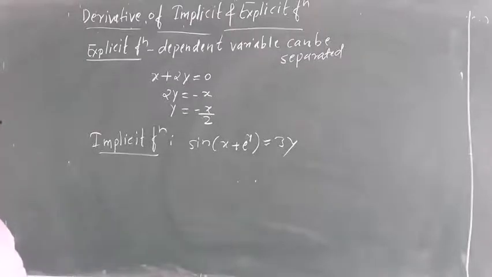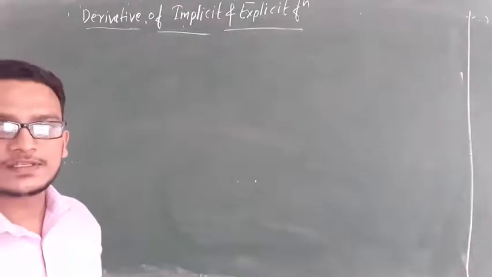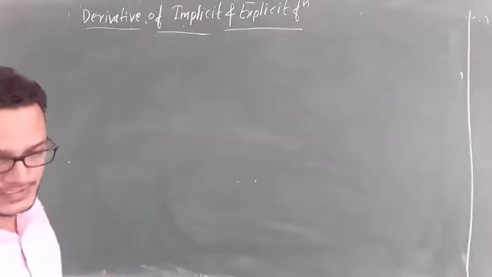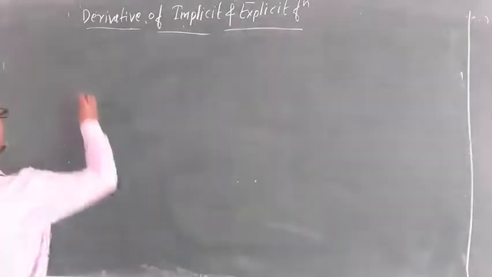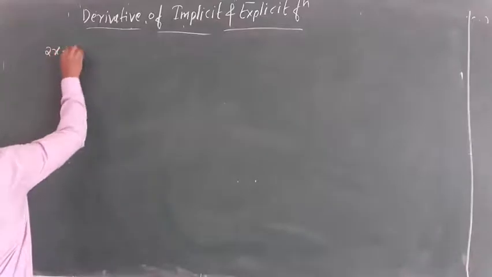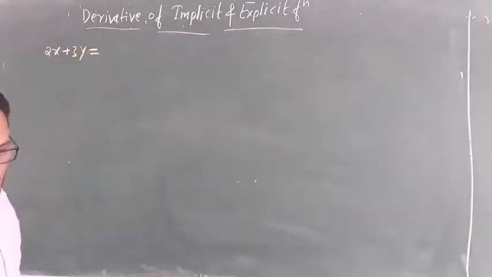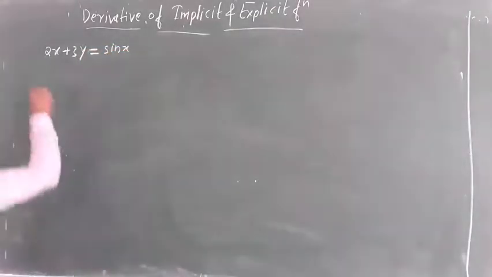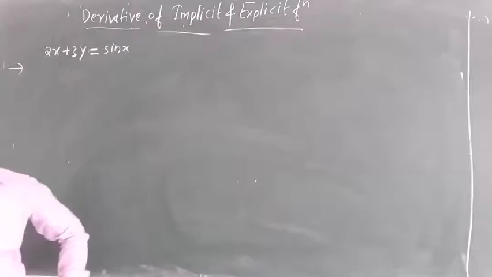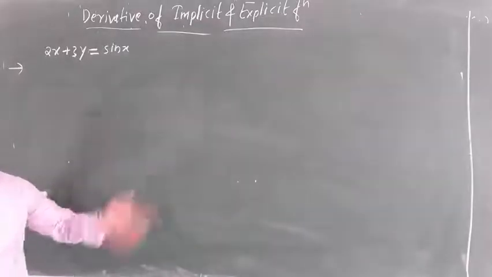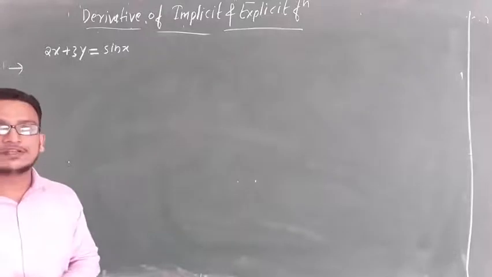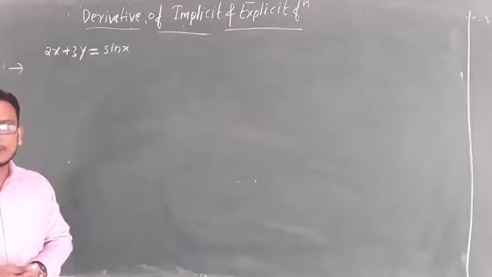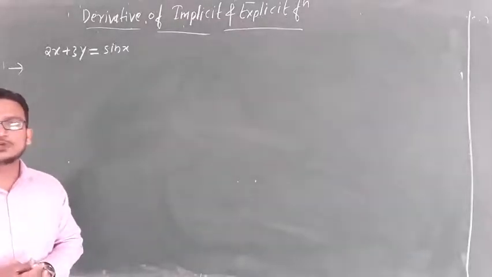Next we will see the examples on implicit and explicit functions. The first example is 2x plus 3y is equal to sine x. Here you have to find dy by dx. In all the examples you have to find dy by dx. Finding dy by dx means you have to differentiate the function with respect to x.